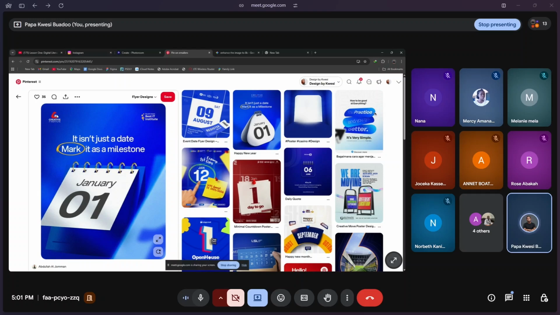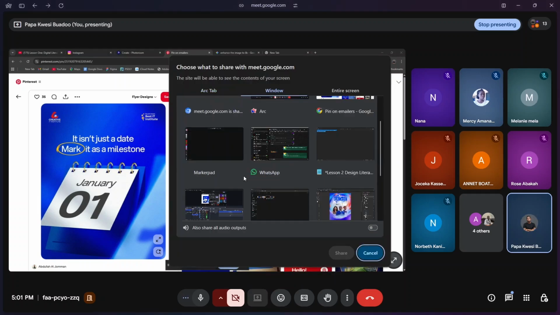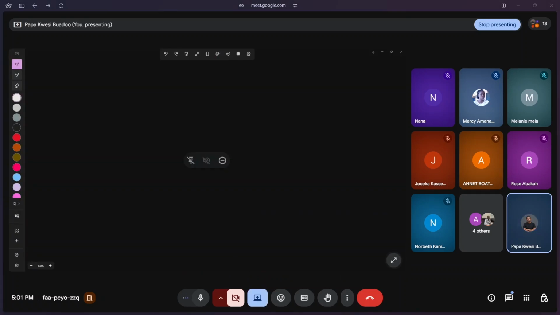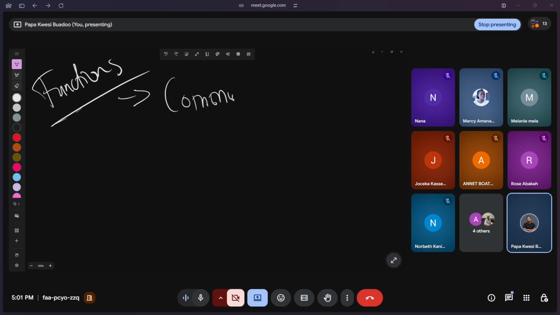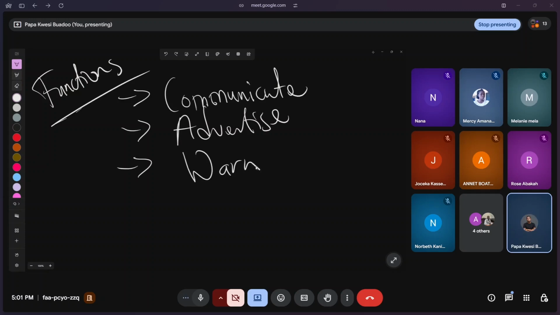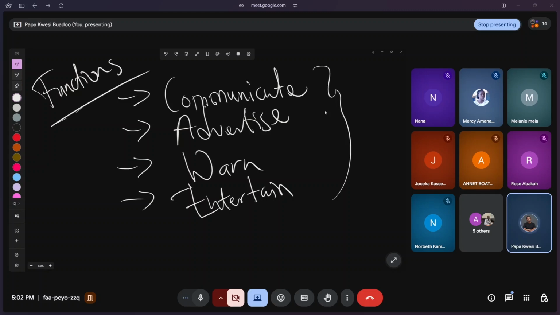Okay, so the functions of graphic design. As I said earlier, they are to advertise, to inform, to communicate, and to warn. Let me write it here. Functions of graphic design. One, to communicate. Two, to advertise. Three, to warn. Four, to entertain. So these are the main four functions of graphic design. It's either to communicate, to advertise, to warn, or to entertain.